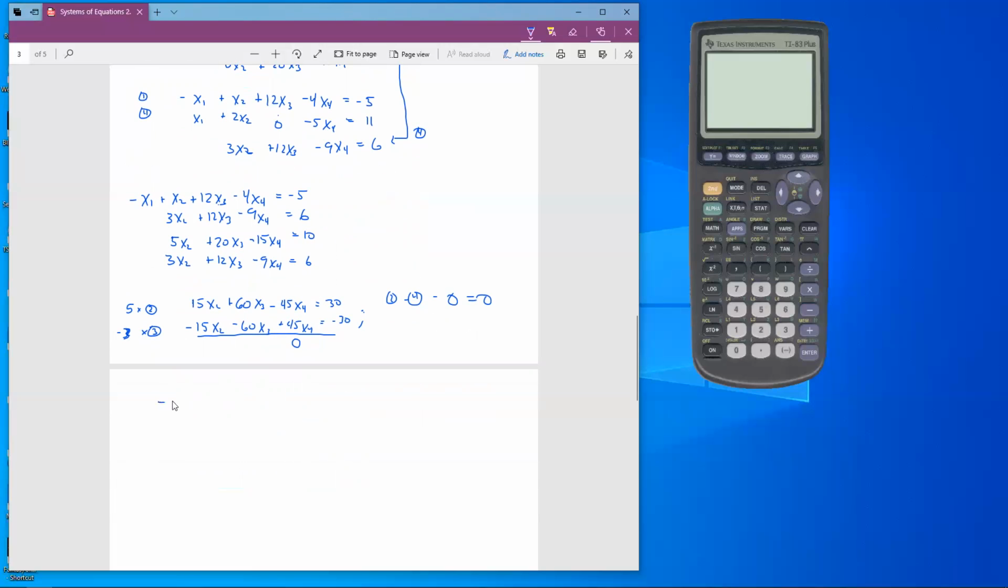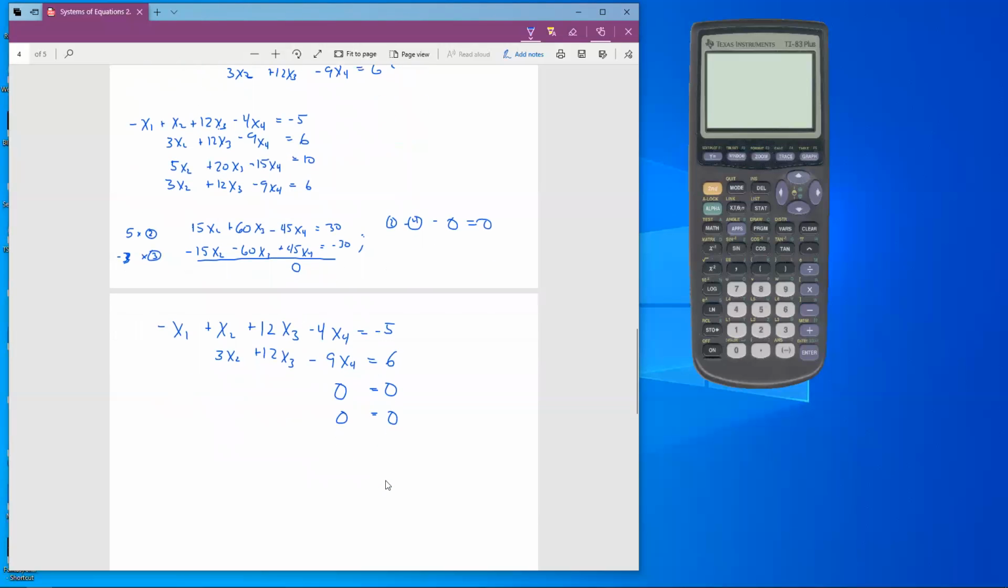We have negative x1 plus x2 plus 12x3 minus 4x4 is equal to negative 5. Our equation 2 is 3x2 plus 12x3 minus 9x4. That's equal to 6. Now, equation 3 is 0 equals 0. Okay, equation 4 is 0 equals 0.